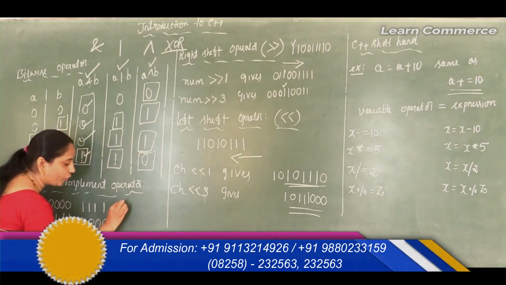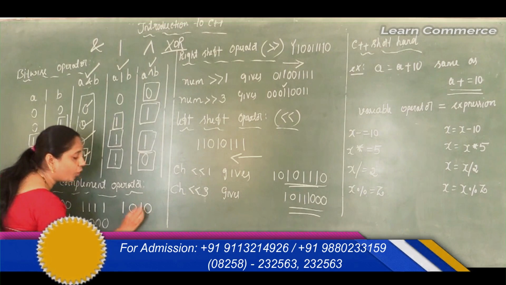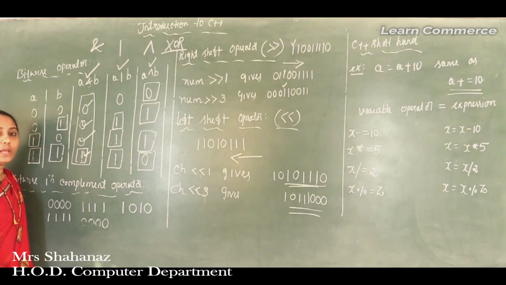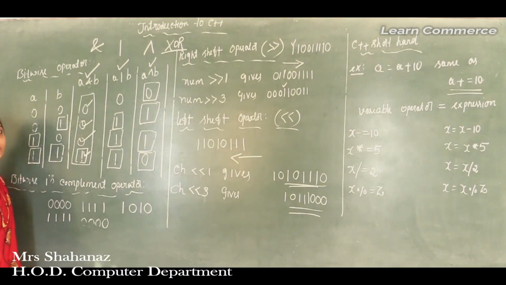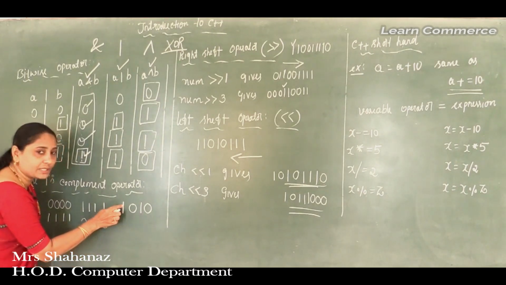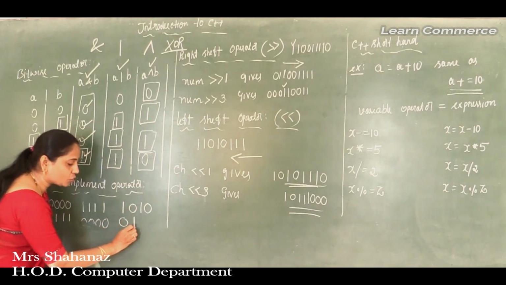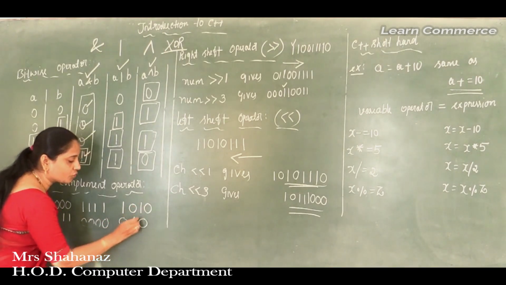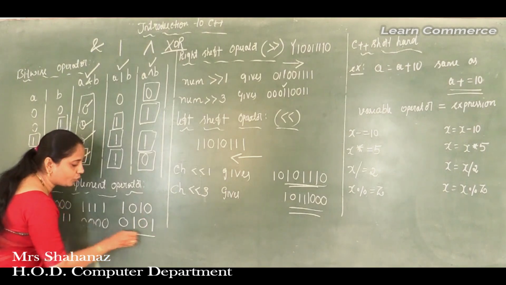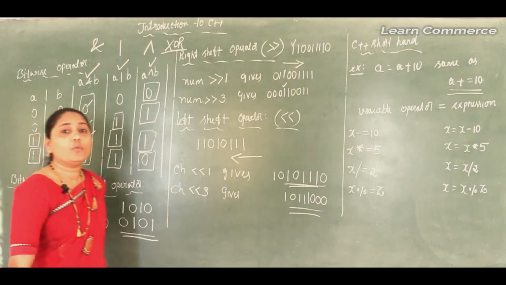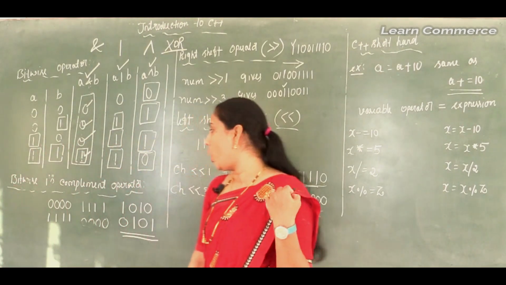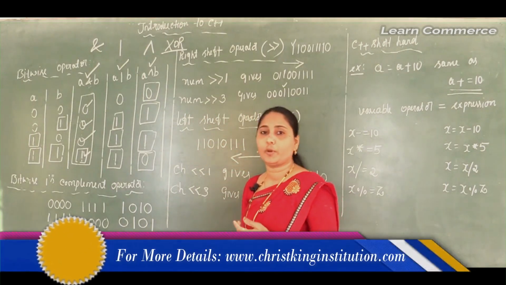Or maybe one more example, 1010. So this is the example. If they ask in examination, just write the ones complement of the number, how are we going to take it? That means the value 1 you need to change to 0, 0 you change to 1, here 1 is changed to 0, and 0 is changed to 1. So this is the answer of the bitwise ones complement operator.